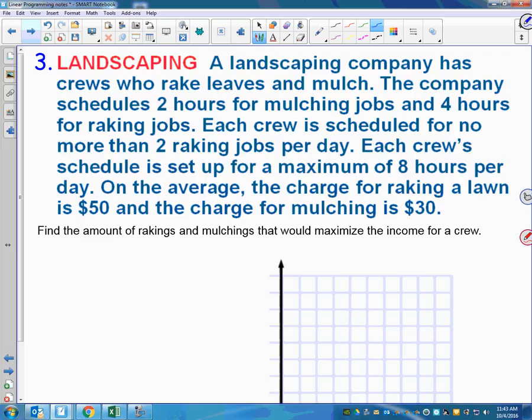So step 1 is we want to figure out what are we trying to find. We should be having 2 variables because we're trying to maximize that function in x and y. So what are the 2 things? It's like the very last sentence should tell you what your 2 things are that you're trying to find. Find the amount of rakings and mulchings that would maximize the income. So what are the 2 things I'm trying to find?